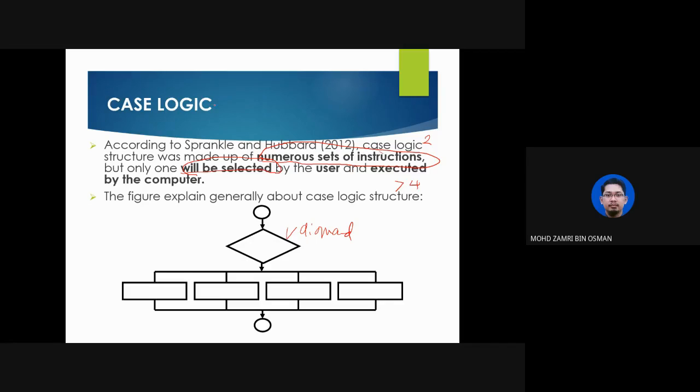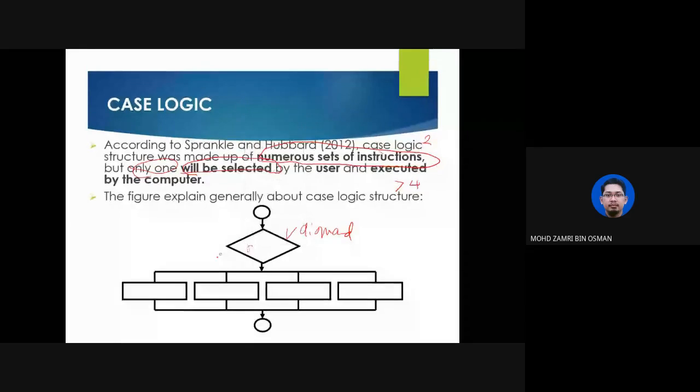So the case logic here will select only one based on the condition. For example, you want to choose a menu from the website. You only choose one menu at the same time, right? You cannot select multiple menus at the same time. So here, let's say option.